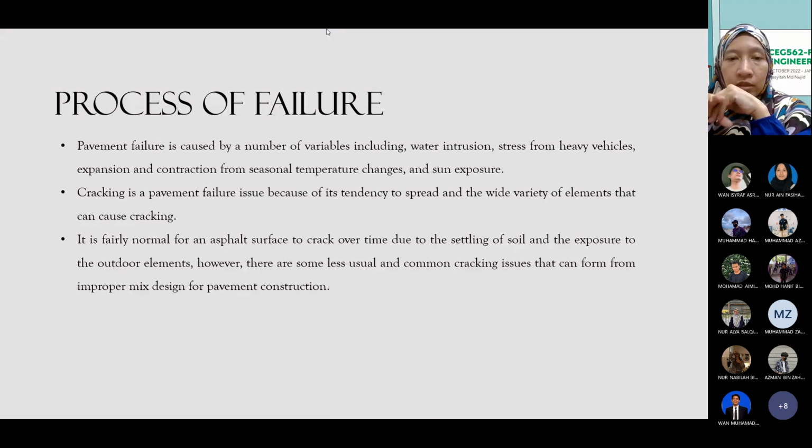So walaupun group tadi highlight due to the overloading dan juga intrusions of the water ataupun moisture content, so those two things yang the authors try to highlight as the main causes. But the process of failures and other causes also can trigger the cracking of the pavement dan juga any kind of structural failure ataupun kat sini pavement structural failure. Okay, next.